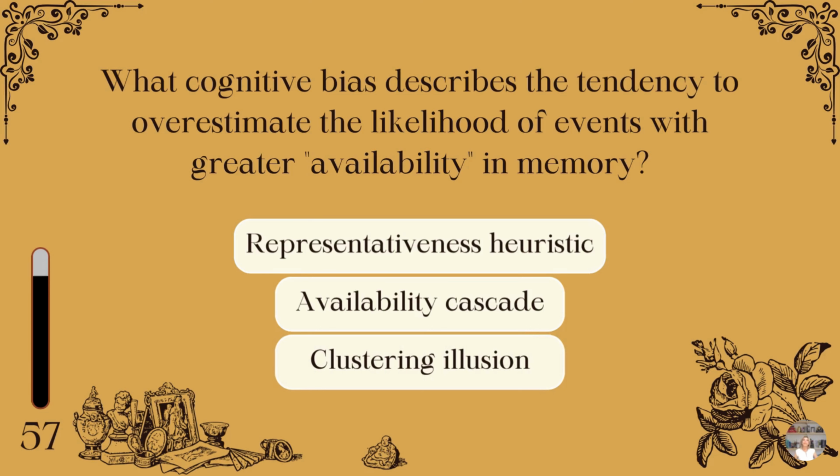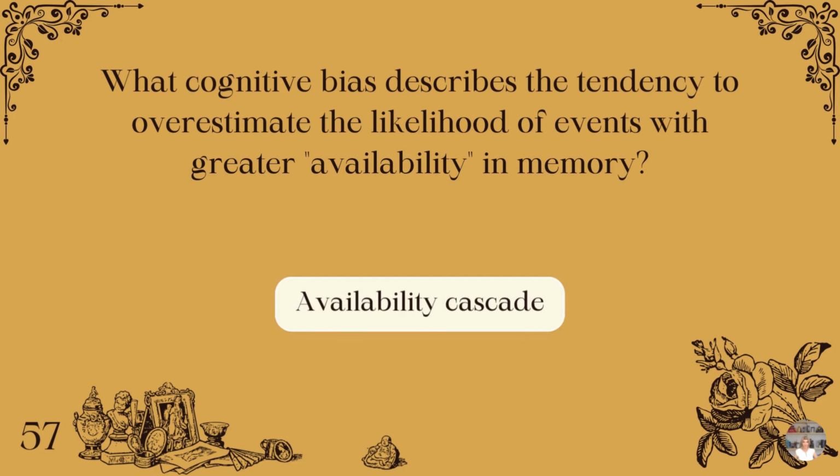What cognitive bias describes the tendency to overestimate the likelihood of events with greater availability in memory? Representativeness heuristic, availability cascade, or clustering illusion? Availability cascade.